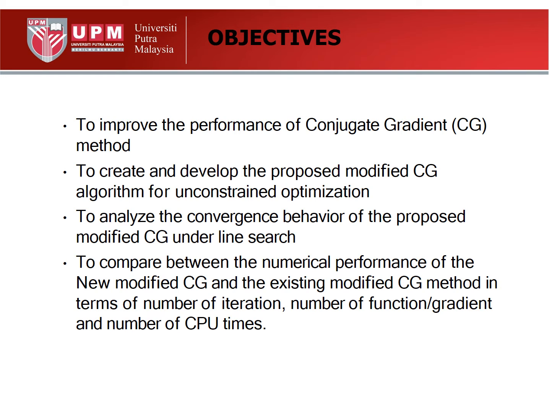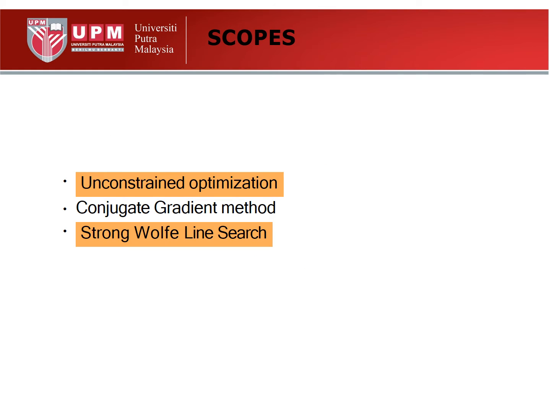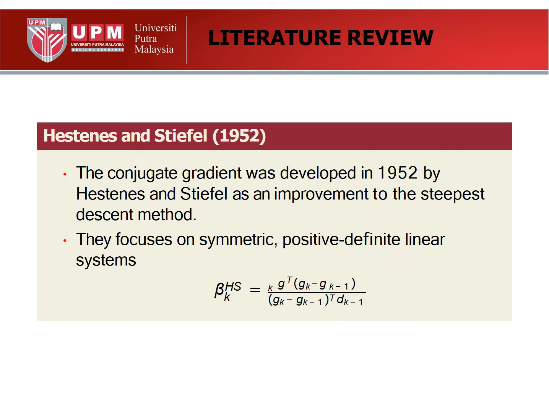So our objectives: first, to improve the performance of conjugate gradient. Second, to create and develop the proposed modified conjugate gradient algorithm for unconstrained optimization. Third, to analyze the convergence behavior of the proposed modified conjugate gradient under line search. And lastly, to compare the numerical performance of the new modified conjugate gradient and the existing modified conjugate gradient in terms of number of iterations, number of function and gradient evaluations, and CPU time. This is our scope: unconstrained optimization, conjugate gradient method, strong Wolfe line search.